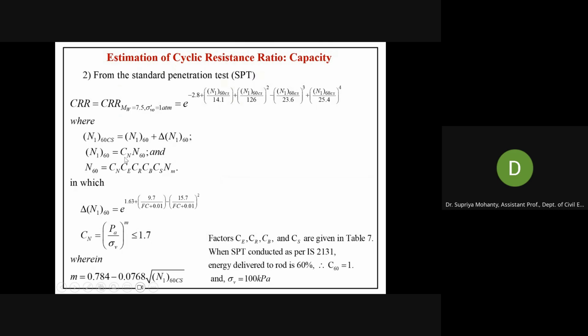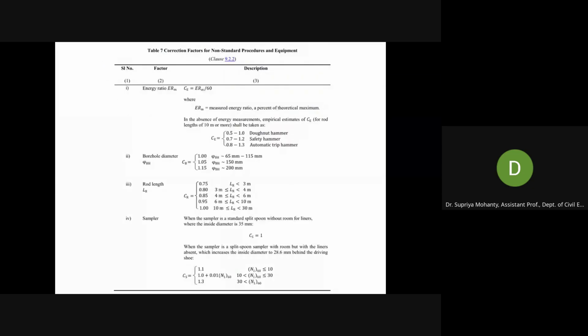Then multiply by your overburden pressure correction factor, which is Pa divided by sigma v', to the power m. m is also a function of your corrected n value. Once you have this, then FC you are already getting from your sieve analysis result. That's why for FC calculation in the SPT based method, there are no additional expressions. Directly you can get how much fine content you have and use it there. And this table 7 can be used for getting the appropriate values of CE, CB, CR, and CS.